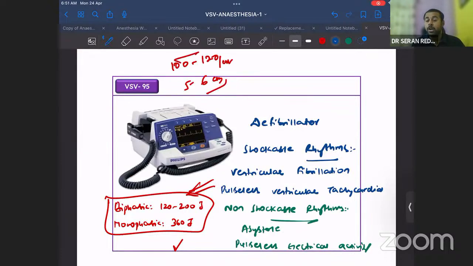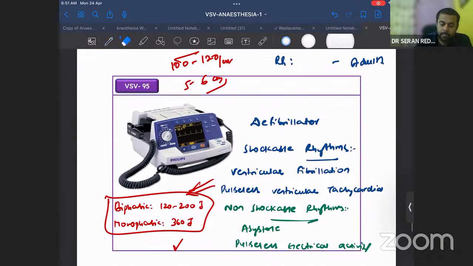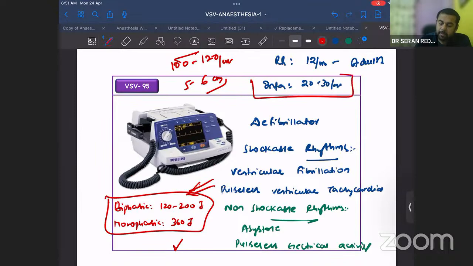Another important question which was asked in the INI-CET: the CPR 2020 guidelines came on October 21st of 2020, and then in the November second week INI-CET examination, there was a question on the respiratory rate. Earlier you used to say 6 to 10, or 10 to 12 per minute. Now they standardized it: it is 10 to 12 per minute in adults. And in infants, it is 20 to 30 per minute. This was the question which was asked. In children and infants, 20 to 30 per minute.